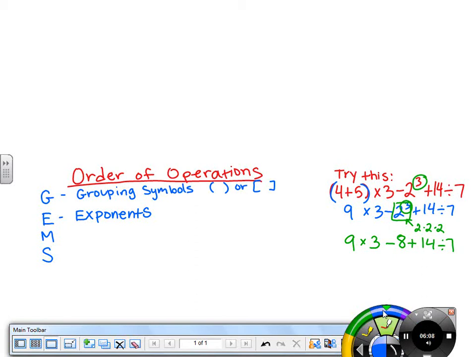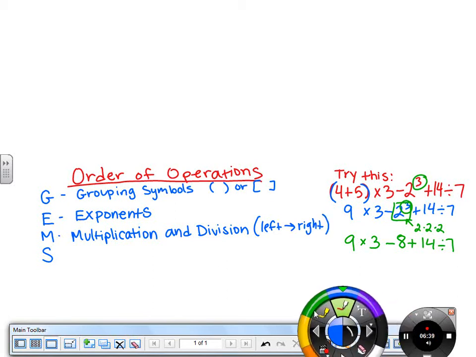The M is the next step of our GEMS. The M stands for both multiplication and division. And you do them like you're reading a book. You need to just do them in order, any that you come across, from the left to the right side of the problem.